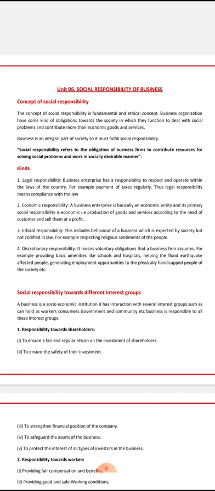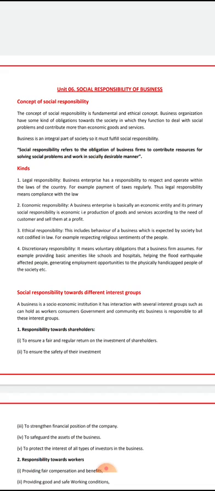Now, third is ethical responsibility. Ethical responsibility means the behavior of a business which is expected by the society, but it is not codified under law. For example, a business should always respect the religious sentiments of the people.